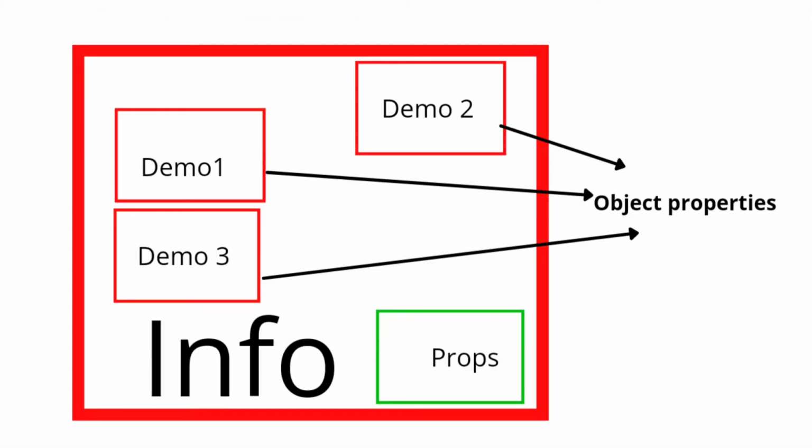Now, let's come back to our exercise. So the object that I created, and whose properties I want to copy, is info. So we have demo1, demo2, and demo3. They are HTML elements that we want to copy after clicking on the search button. So we create the props variable, and let's see how we can use the for in statement.